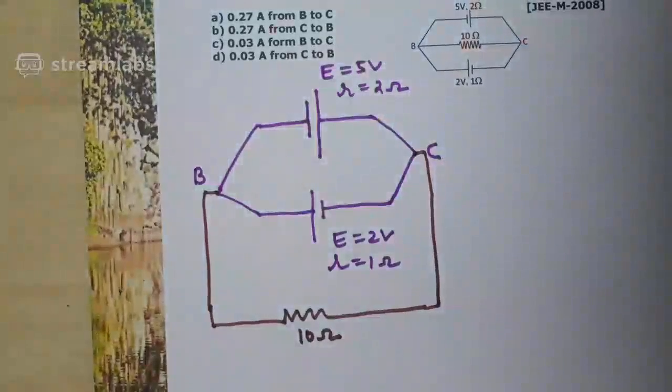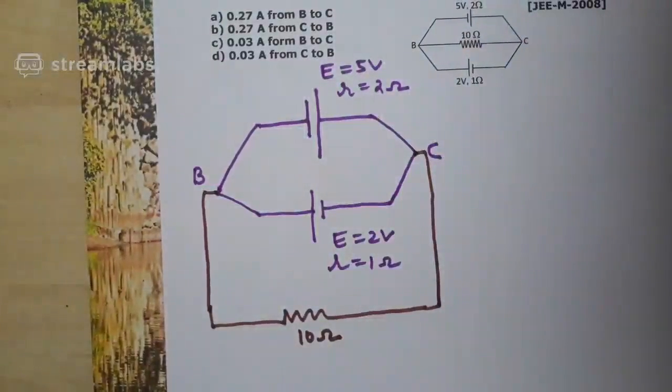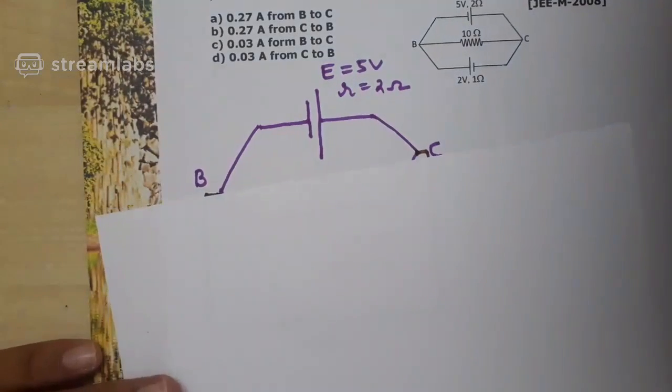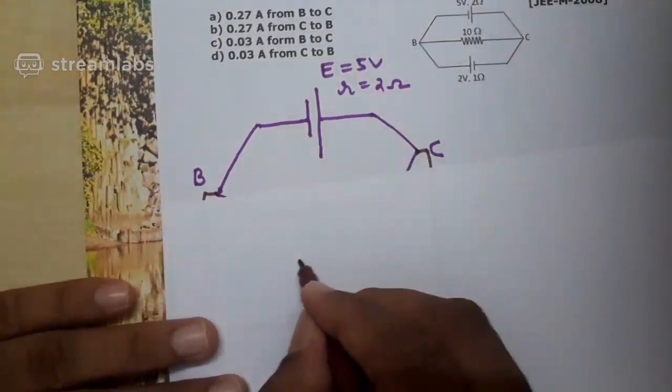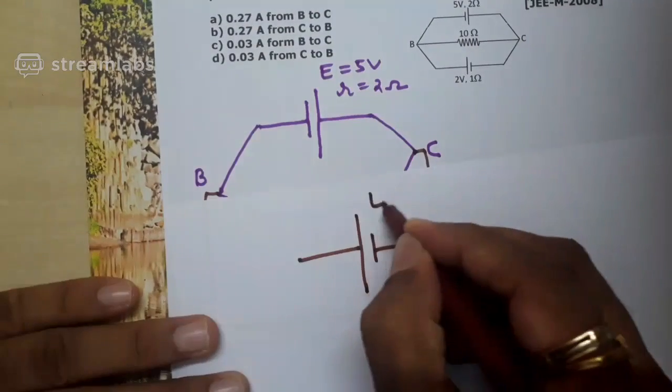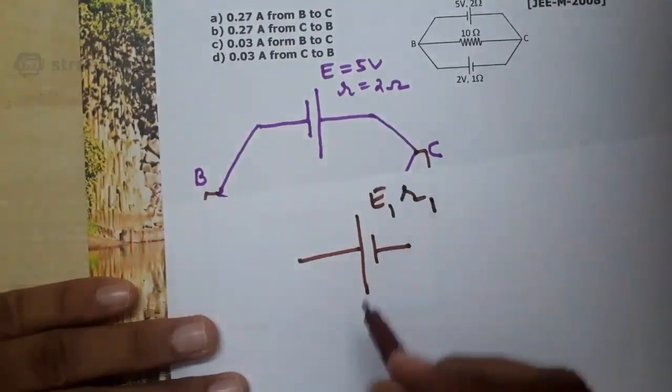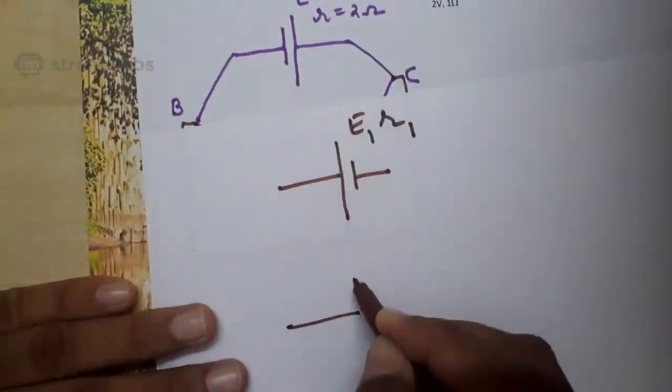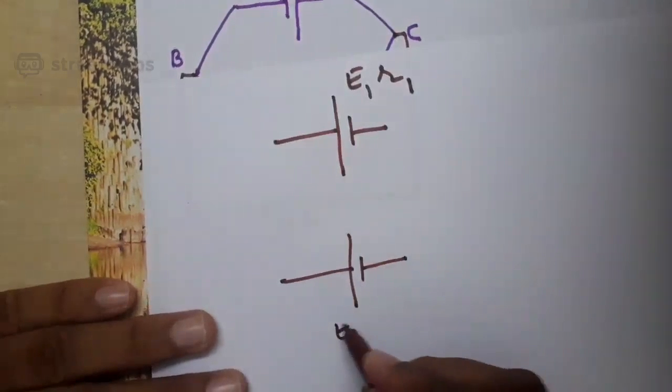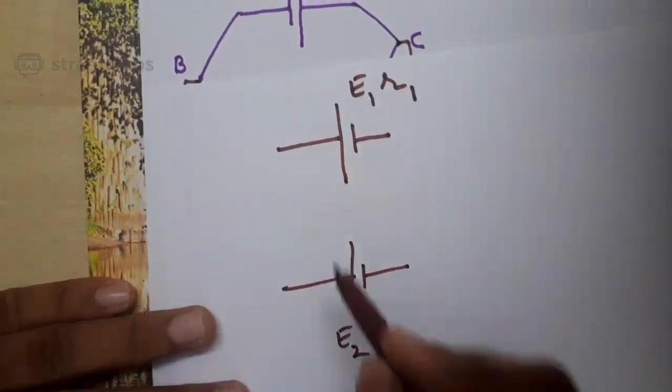Branch series, but now they are in parallel. Now it is not the usual parallel combination that you have learnt. In the usual parallel combination that we have learnt, we have the connection like this. This is one cell of EMF E1 and internal resistance R1. This is another cell of EMF E2 and internal resistance R2.